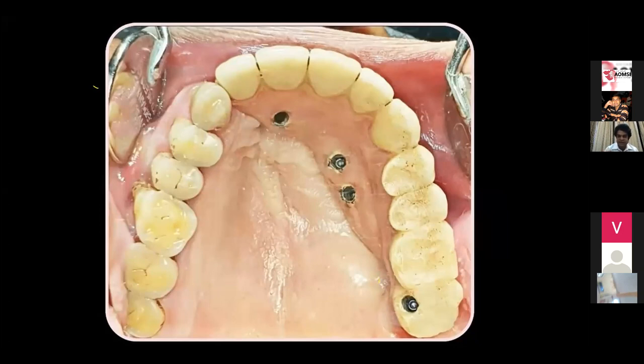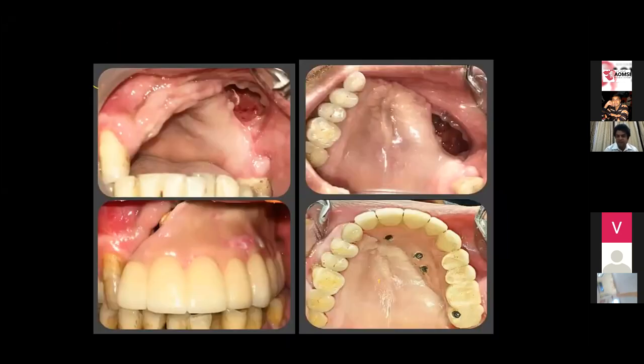And apart from that, there is no sinusitis or cellulitis, no problem to this patient. So that gave us the confidence that instead of going for a flap surgery and then implant placement, we should first try with the prosthesis. And if the prosthesis is not helpful, then we can go for a perforator flap, either radial forearm or temporalis, and then you can use the same or a different prosthesis.